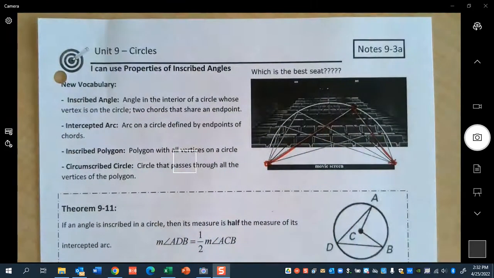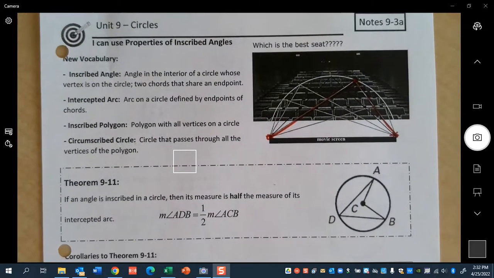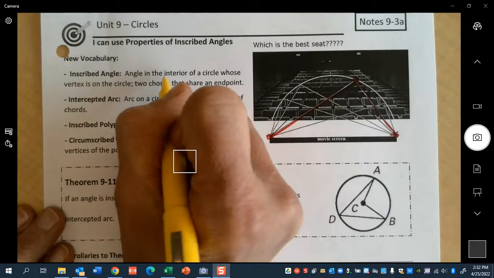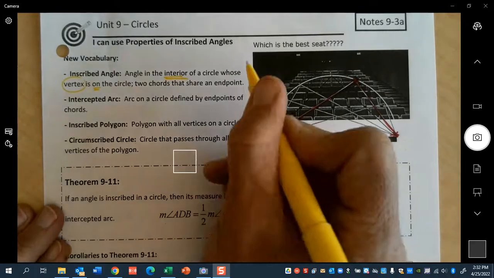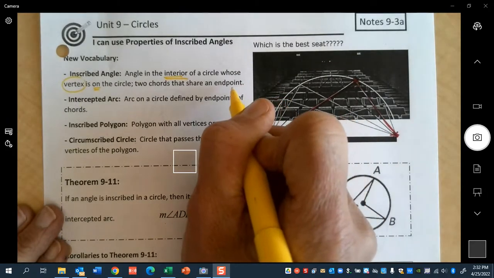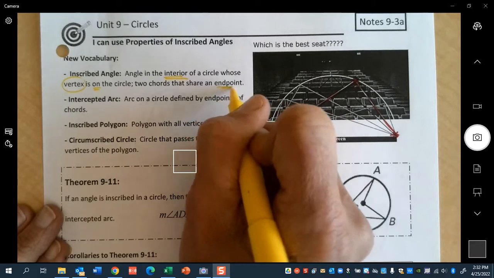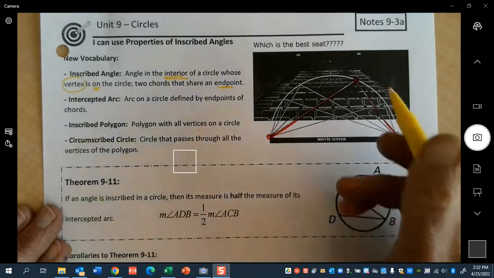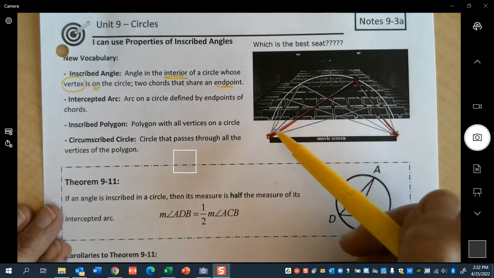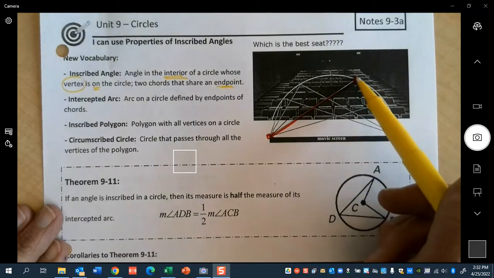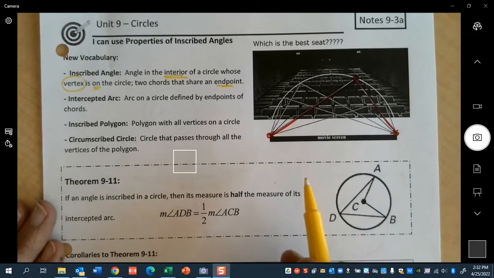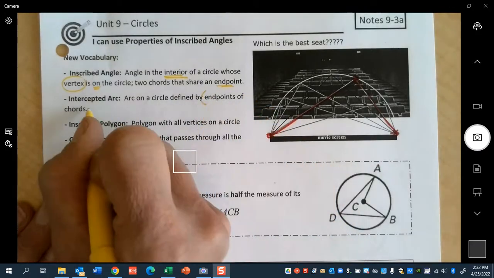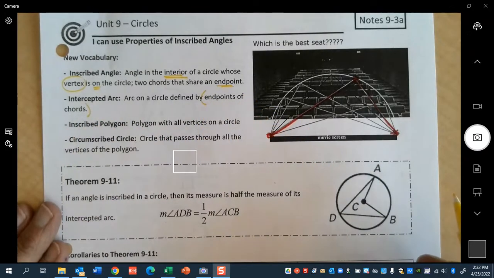I'll show you how. First, a little bit of vocabulary. An inscribed angle is an angle in the interior of a circle whose vertex is on the circle and two chords that share an endpoint. Your inscribed angle has endpoints on the circle, and this endpoint is shared by both the chords. The intercepted arc is the arc on the circle defined by the endpoints of the chords. So those endpoints on the chords define your arc on the circle.